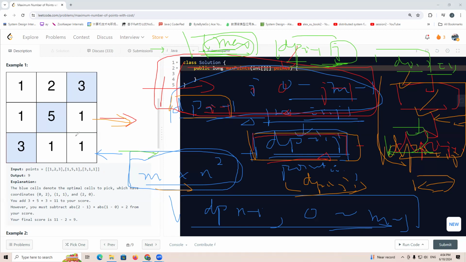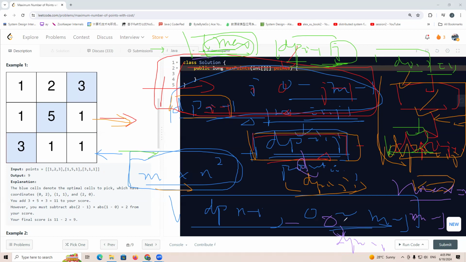We can do something similar with a variable called right max. We can set left max and right max as 0 at the beginning. But for the right max, we iterate from m minus 1 to 0, so we calculate in the other direction. So for every dp[i][j], we take the maximum of these two results.